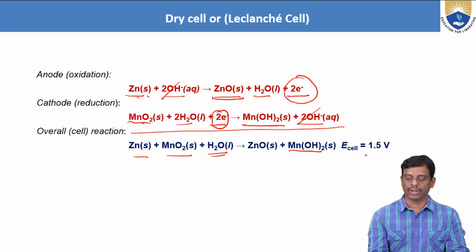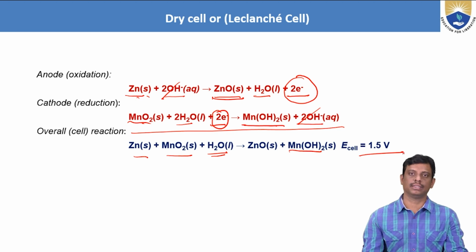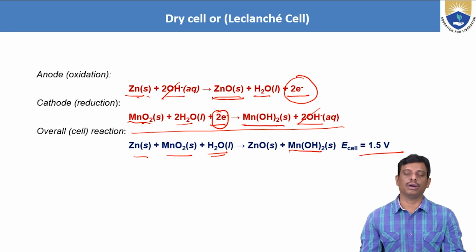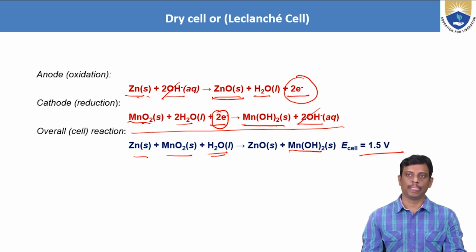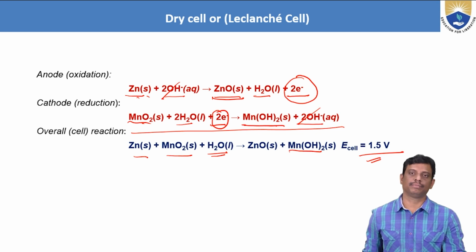The cell potential is usually up to 1.5 volts. So this is the dry cell.